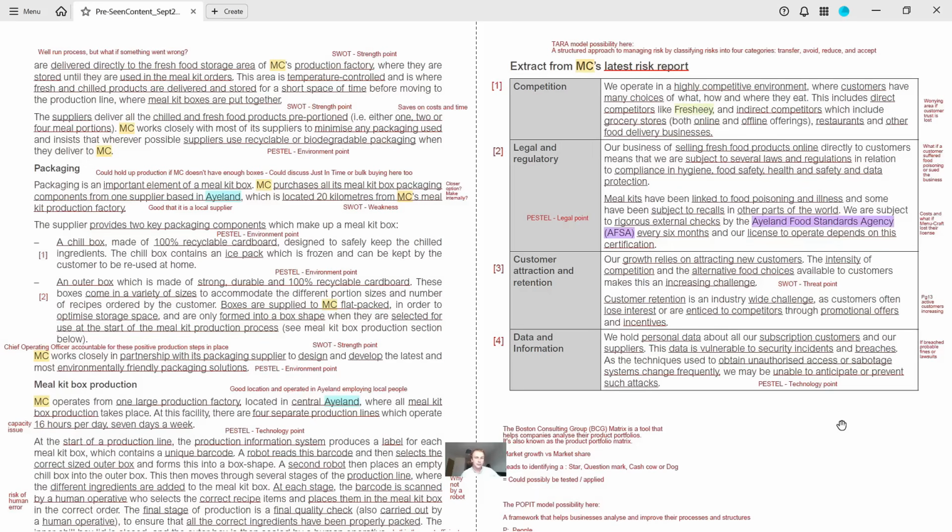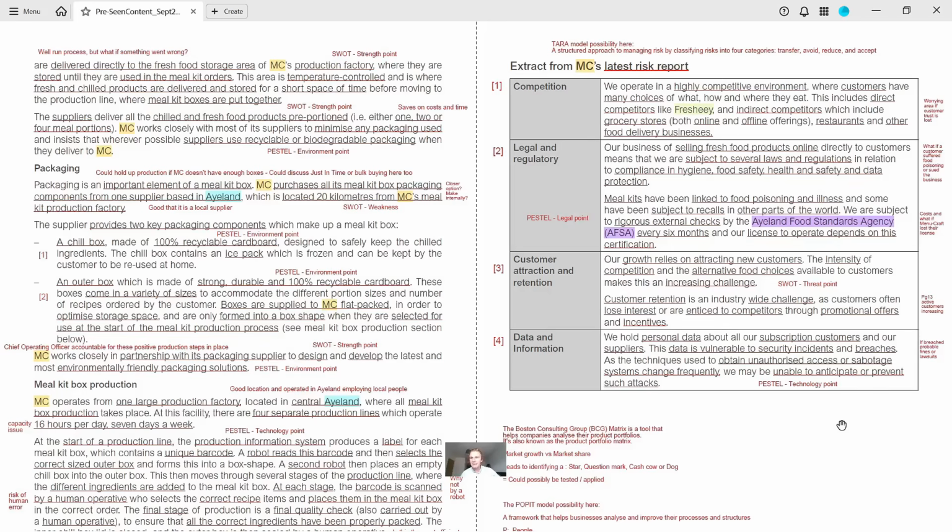as to should we transfer the risk, should we avoid the risk, should we reduce the risk, or finally accept the risk. And the 4 key areas are about the risk of competition, legal and regulatory risks, customer attraction and retention, and lastly data and information. So what is the overview for competition?